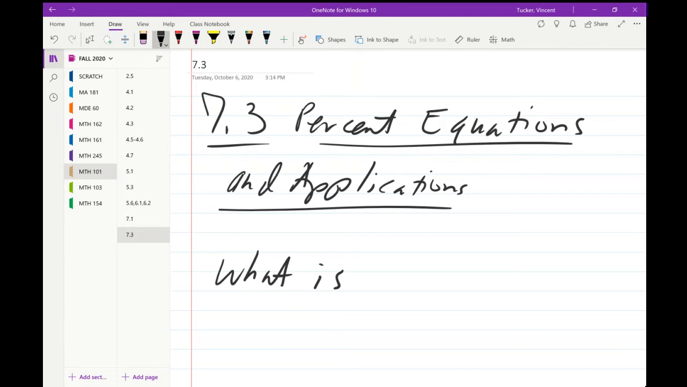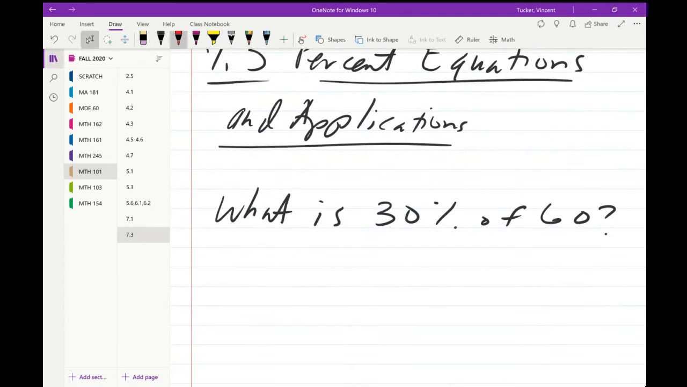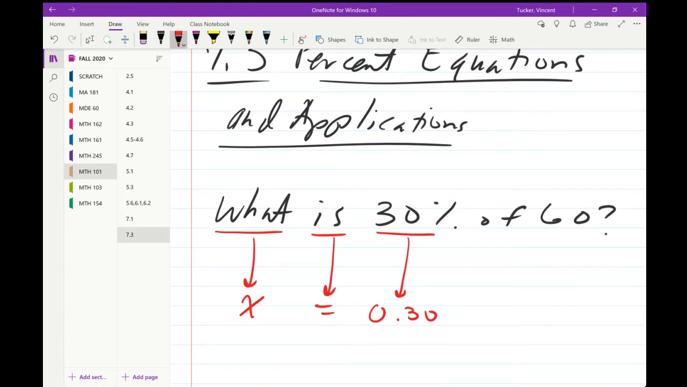So here, what is 30% of 60? So when we go to set this up, what is your variable? "Is" is your equal sign. 30%, convert that to a decimal, is 0.30. "Of" is multiplication. And then, of course, 60 is 60.